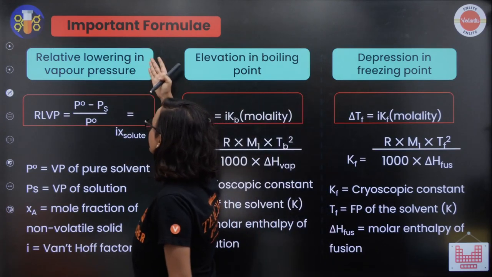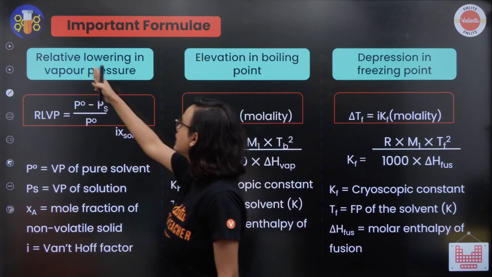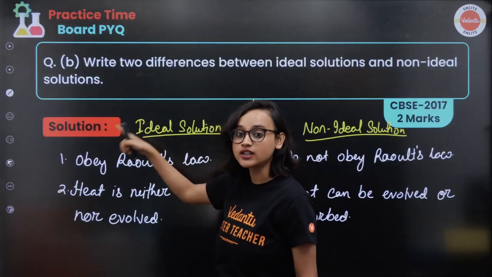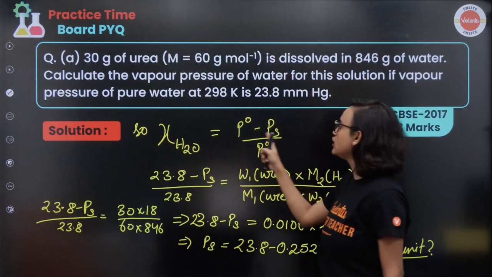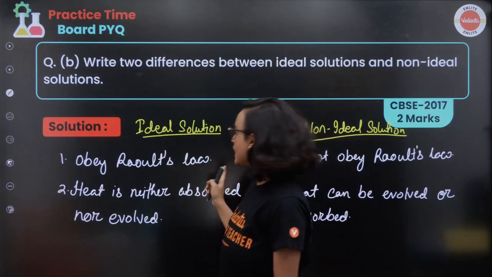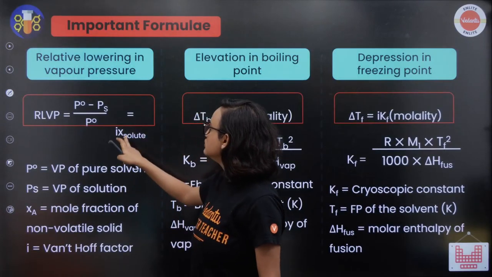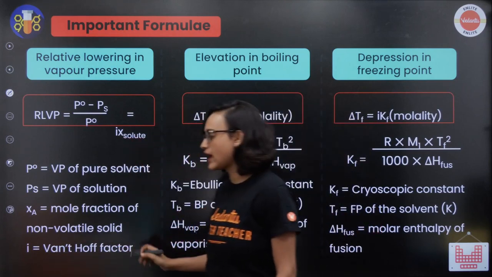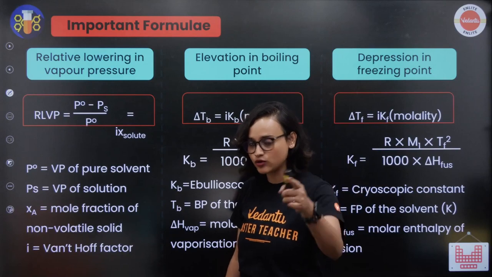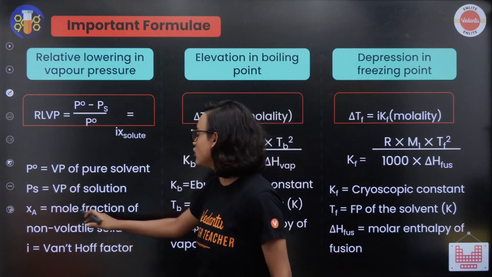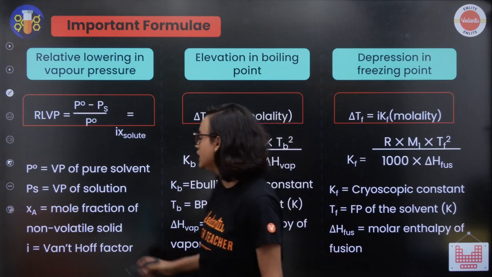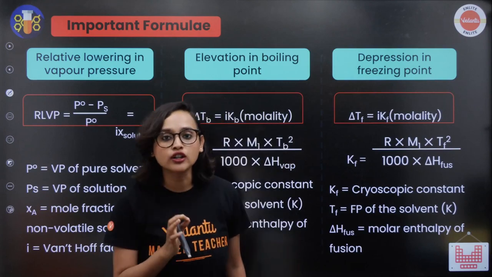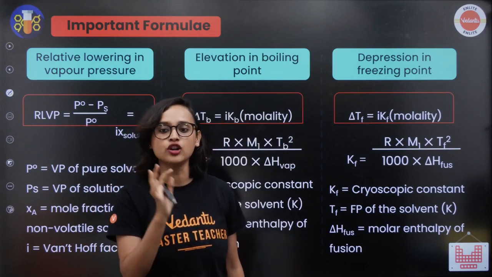Now we have relative lowering in vapor pressure. How will we calculate this? RLVP, relative lowering in vapor pressure, is calculated as P naught minus PS divided by P naught, which we just now used. That is equal to i times X solute. Now, what is i? i is the Van't Hoff factor. Just some time back we did that. XA is the mole fraction of the non-volatile solute. PS is the vapor pressure of the solution and P naught is the vapor pressure of the pure solvent.